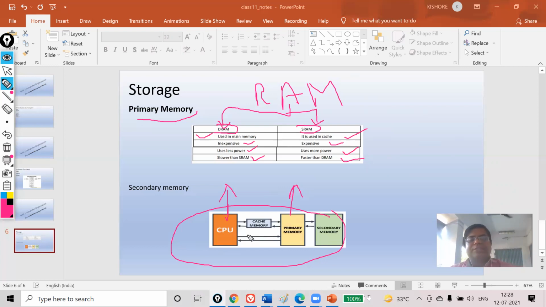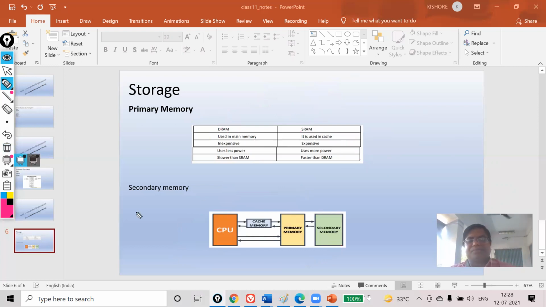You can see in the diagram how the secondary memory communicates with the CPU. It cannot communicate directly. Anyhow, the data has to be sent to the primary memory, and the primary memory will send it to the cache and then the CPU. I am giving one example by which you can understand it.